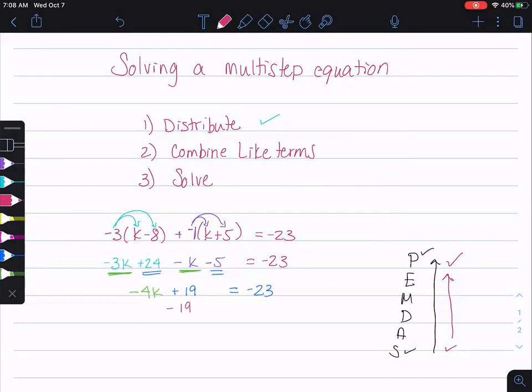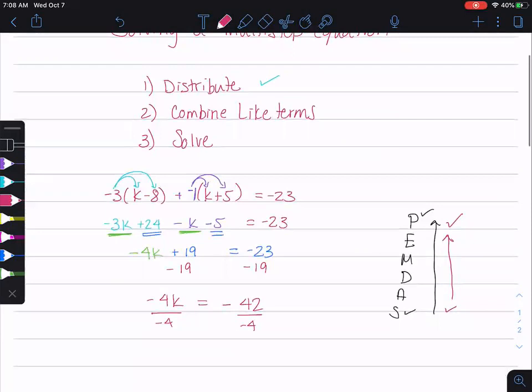So we're going to subtract 19 on both sides. So that would give me -4k equals -42. Then we would divide both sides by that -4. And I would end up with an answer of k equals positive 10.5.